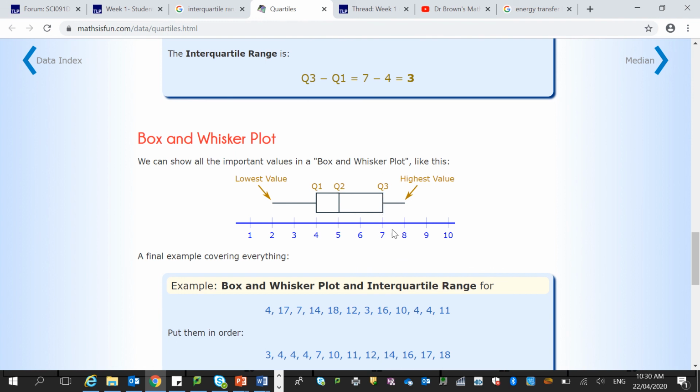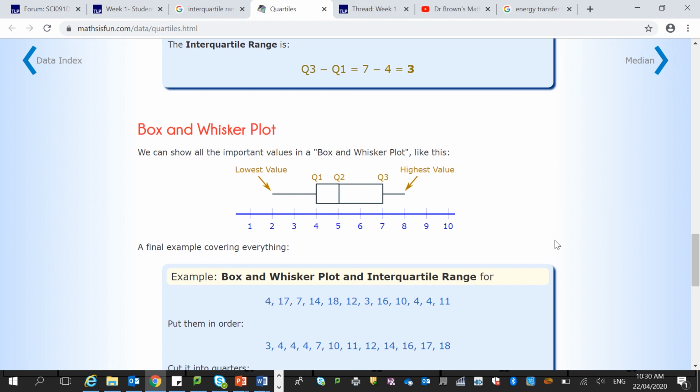So we can see here that this 2 is a bit of an outlier. The majority of the data is up here, and this is much better than just giving the range or just giving the median. This gives us a much better idea of the data.